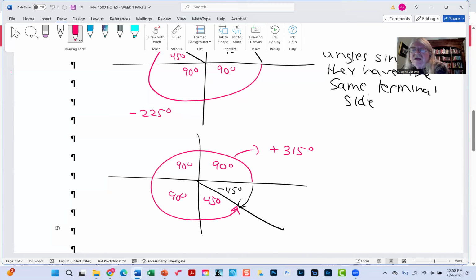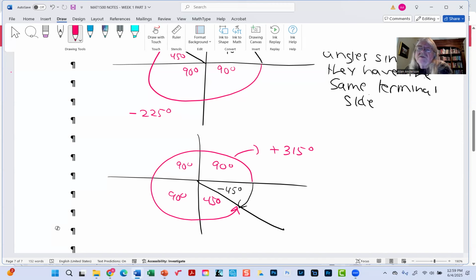So in other words, the sign depends on what direction you're going in. So the 315 is the positive angle because we're going counterclockwise. The 45 is the negative because we're going clockwise. But they do bring us to the same location, or terminal side as it's called. So they're both said to be coterminal.